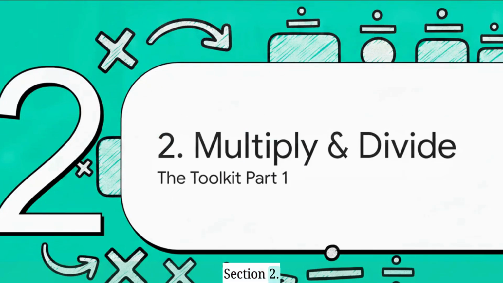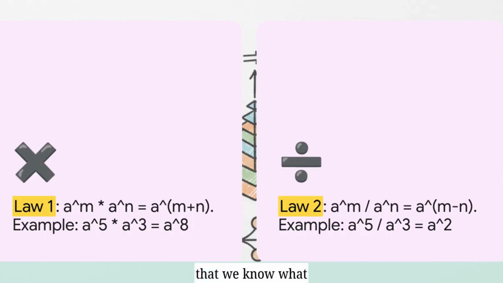Section 2, Multiplication and Division Laws, the Toolkit Part 1. Now that we know what these numbers actually are, we can start learning the brilliant time-saving shortcuts used to combine them when they share the exact same base number. I love this because it brilliantly illustrates the beauty of math. It's all about balance and logic. Let's look at Law 1 and Law 2.